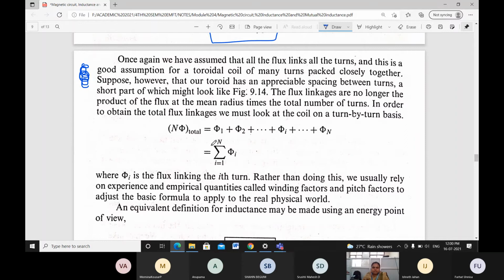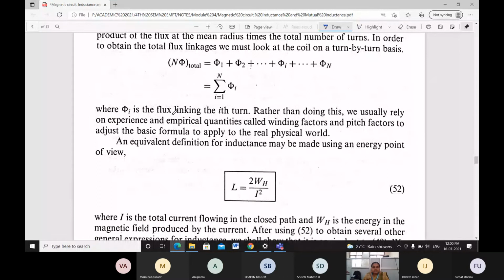Therefore that is going to be equal to the summation from i equals 1 to n of φ_i, where φ_i is the flux linking the ith turn. Rather than doing this, we usually use empirical quantities called winding factors. Instead of going for this, we focus on the winding factors and pitch factors to adjust the basic formula that we have taken.